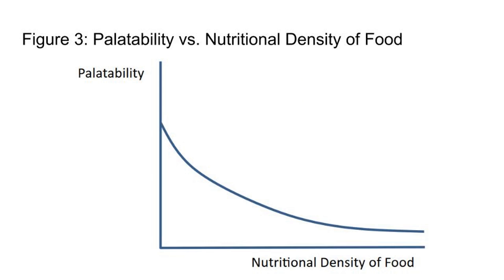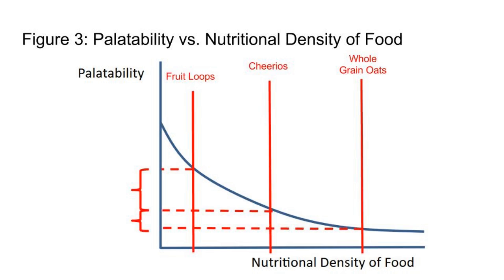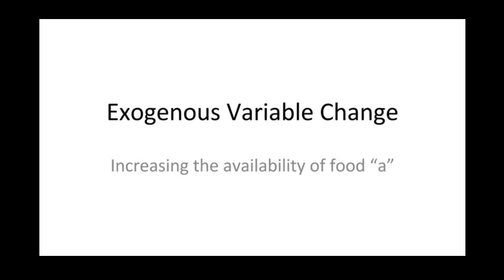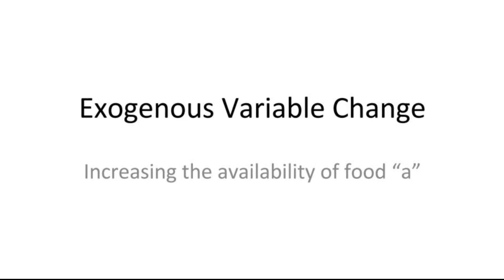Figure 3 explains how more nutritional foods in general taste worse than unhealthy foods. Even though some foods may have a bad taste, that taste is still existent and therefore palatability is modeled with an asymptotical inverse relationship to nutritional density. For example, recall Fruit Loops, Cheerios, and whole grain oats. The additional palatability from eating Fruit Loops over Cheerios is greater than the additional palatability from eating Cheerios over whole grain oats.